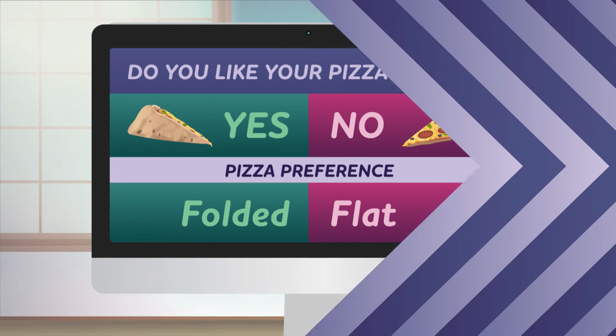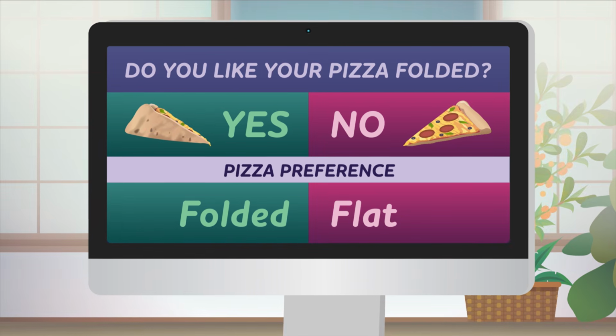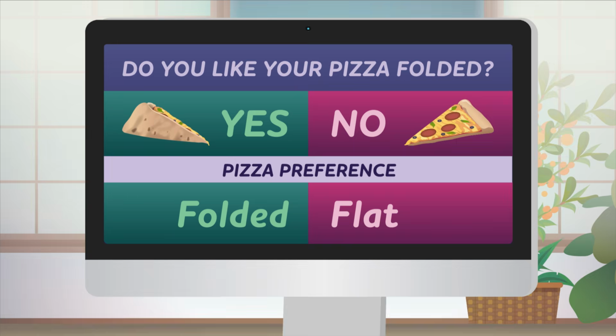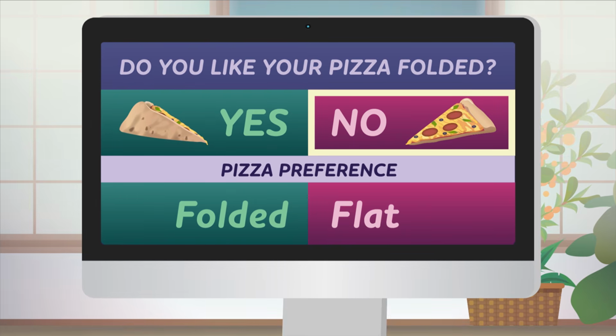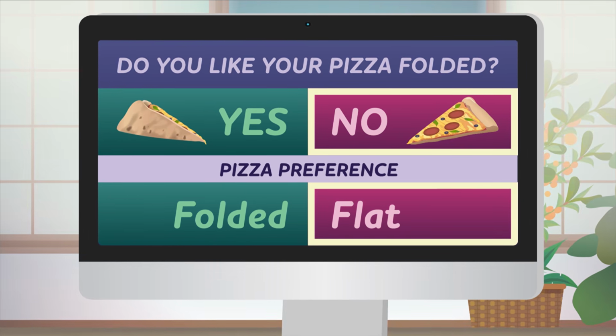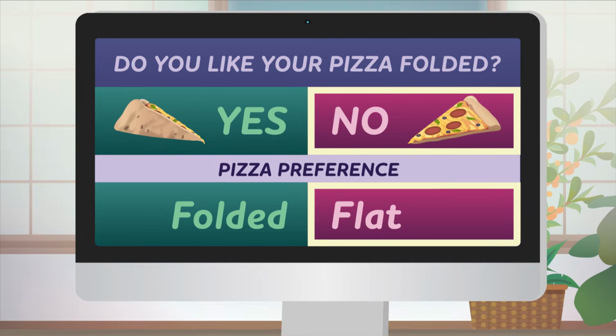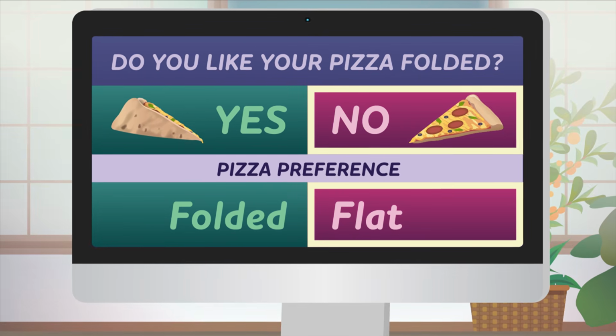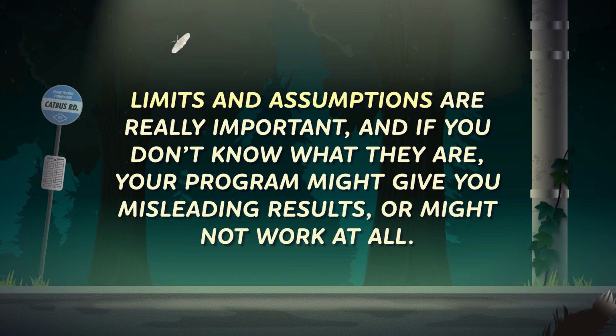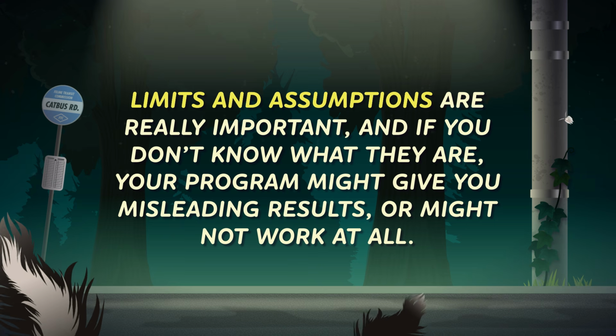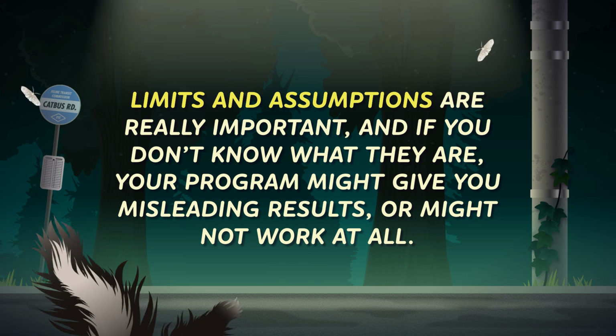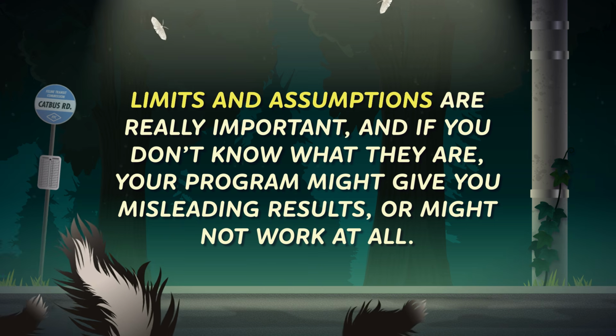You see, algorithms work precisely because programmers give them limits and assumptions, which are set values that the system assumes are true. For instance, if we were to create one for our pizza survey, we might give it the assumption that anyone who didn't like their pizza folded ate it flat. This helps it make calculations more quickly because it now knows that any answer that doesn't fit the folded value must be flat. Limits and assumptions are really important, and if you don't know what they are, your program might give you misleading results or might not work at all.